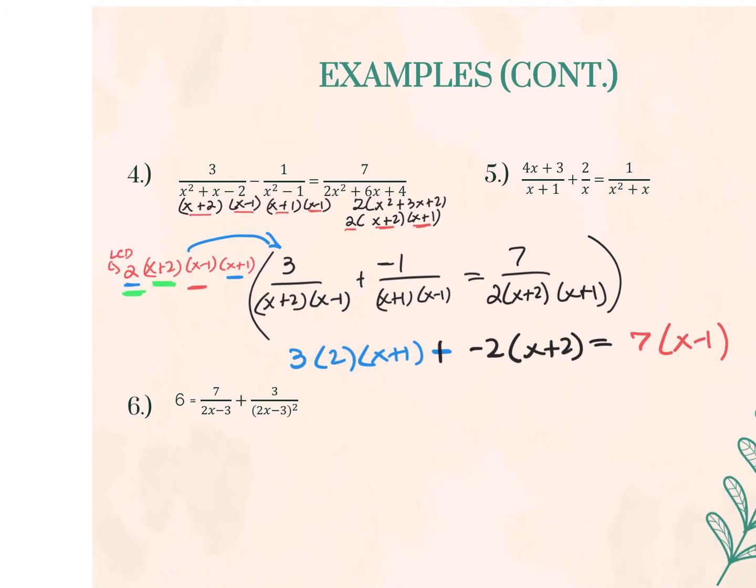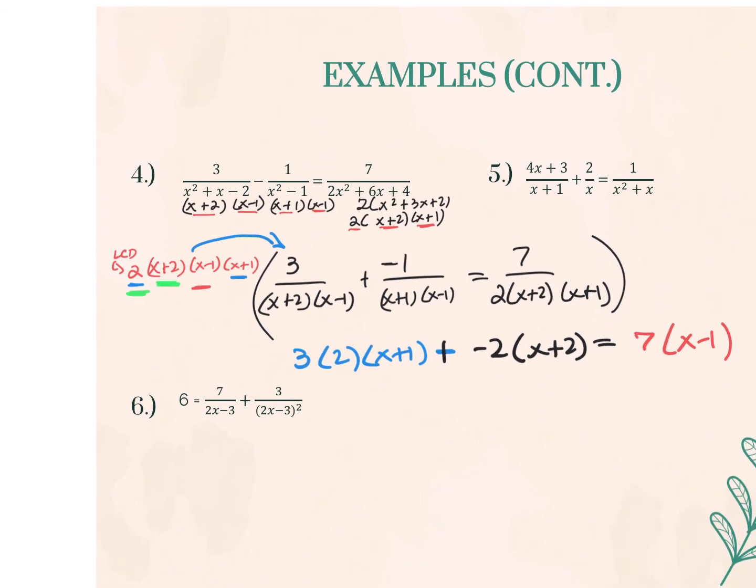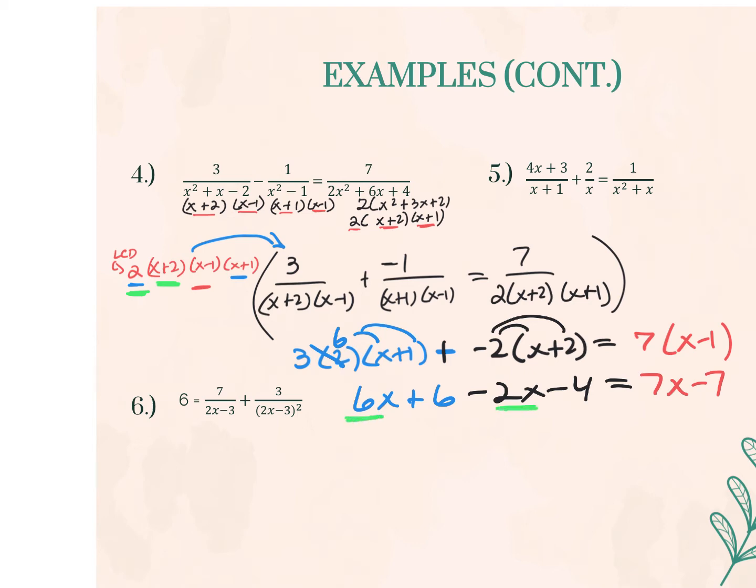So now I'll multiply. So 3 times 2 is 6. So I could actually change this to a 6, and then I'll distribute the 6. So 6x plus 6. Then here I'm going to distribute the -2. So -2x minus 4. And then distribute the 7. And now I'm going to start to combine my like terms. So I can combine this 6x and this -2x. This becomes 4x. And then the 6 and the 4 becomes a 2.